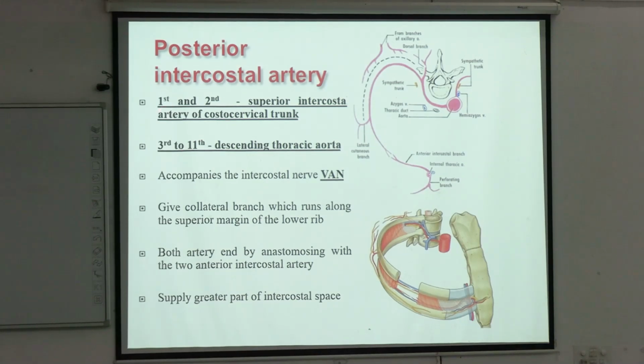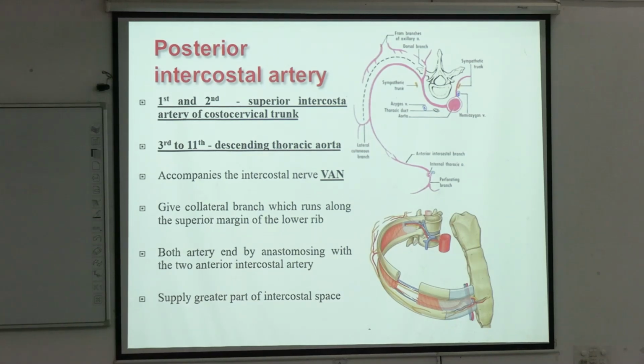Only the number 1 and number 2 posterior intercostal arteries come from a different branch; we call them the superior intercostal artery, which is a branch of the costocervical trunk. So, having said that, if you are finding difficulty in memorizing this small thing about the costocervical branch and where the posterior intercostal artery comes from, do not remember it.